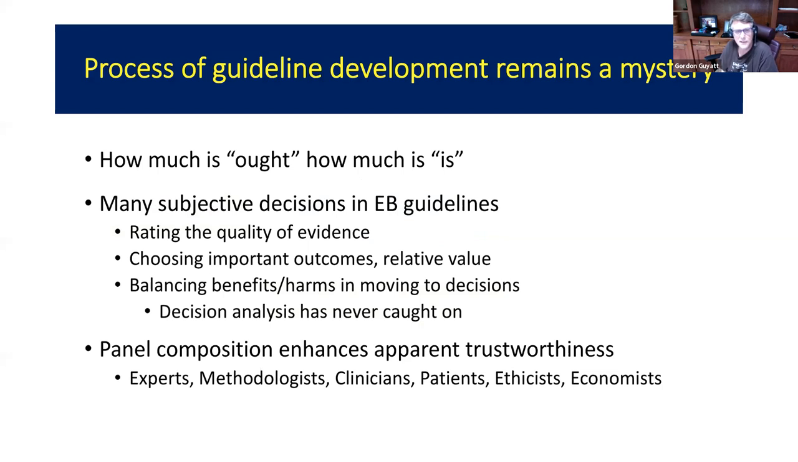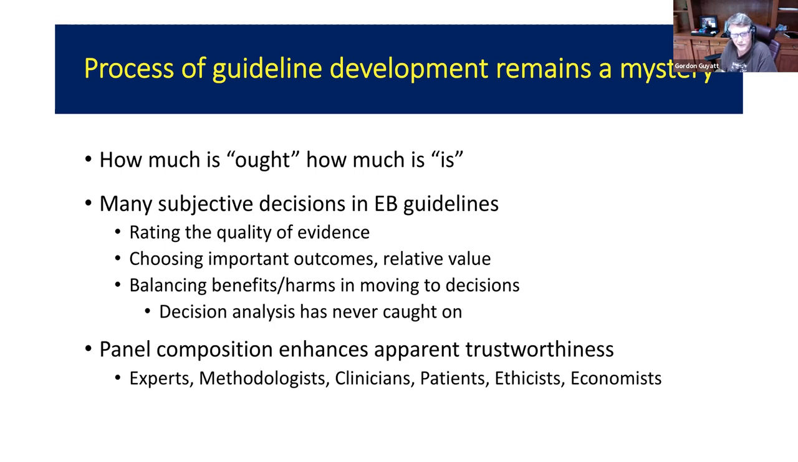As I mentioned right at the beginning, the study of guideline process has been very limited. How much is ought, in other words, people doing what GRADE and many others have suggested, and how much it differs from that. And of course, there are a lot of ways of potentially going off the rails because there are many subjective decisions. We try to offer as clear guidance as possible, but there's always subjectivity in rating the quality of the evidence, in choosing the important outcomes and looking at their relative value, in balancing benefits and harms and moving to decisions. Decision analysis is a very quantitative approach, but really has never caught on as a major source of how clinical practice guideline panels actually conduct their work.